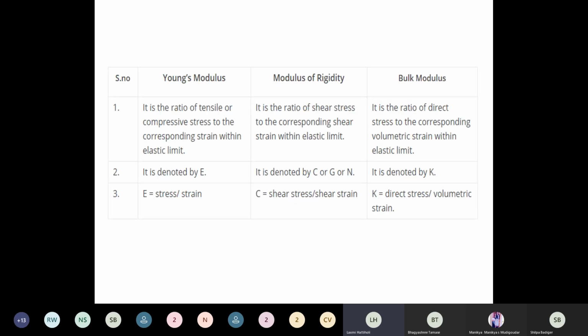Okay, so let's study the difference now. Young's modulus E, modulus of rigidity or shear modulus is taken as C, G or N. Bulk modulus is taken as K. So you can see the definitions which we have discussed here. Young's modulus is the ratio of tensile stress to the corresponding strain within elastic limit. Modulus of rigidity is shear stress by shear strain. Bulk modulus is direct stress divided by volumetric strain. And for all the three cases, the unit is Newton per mm square.